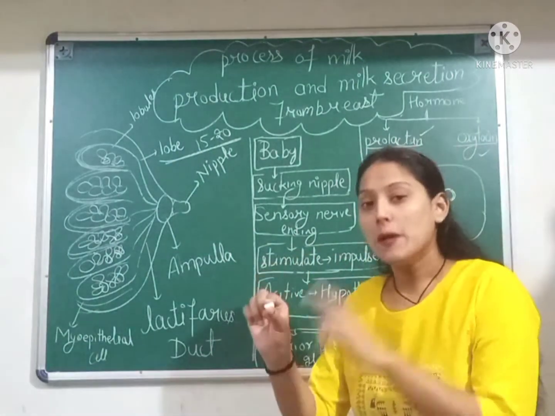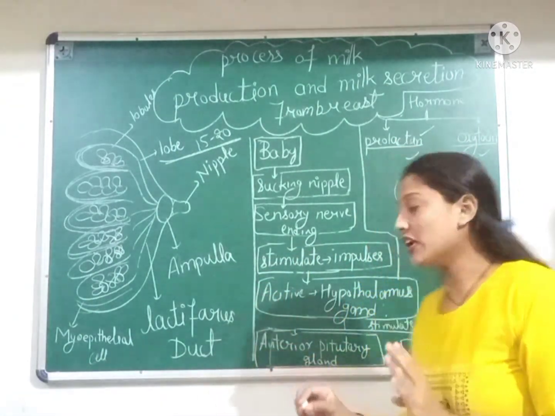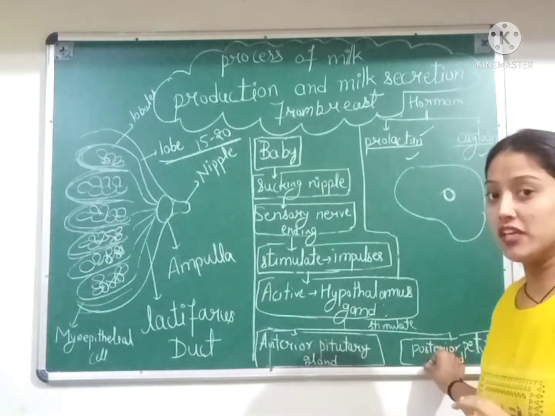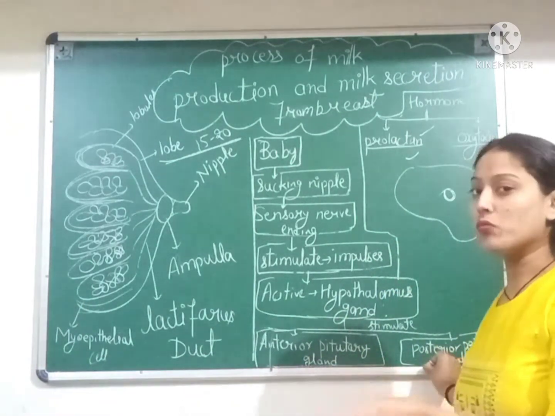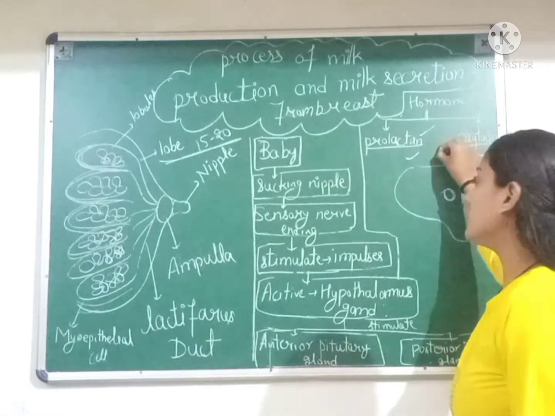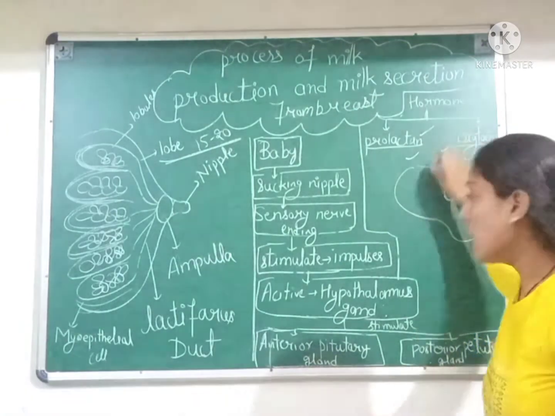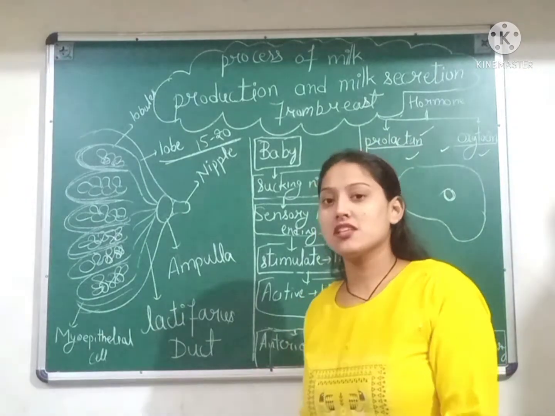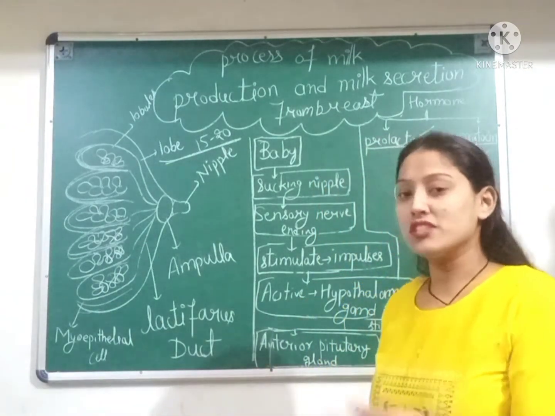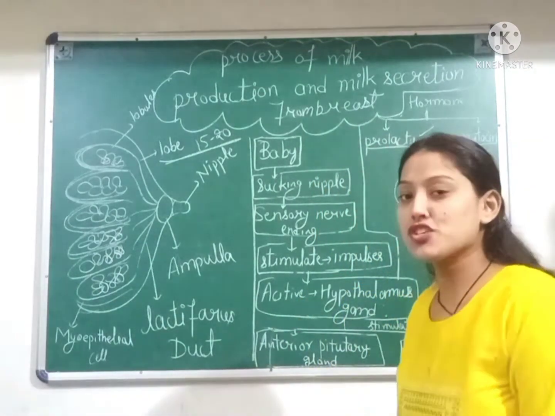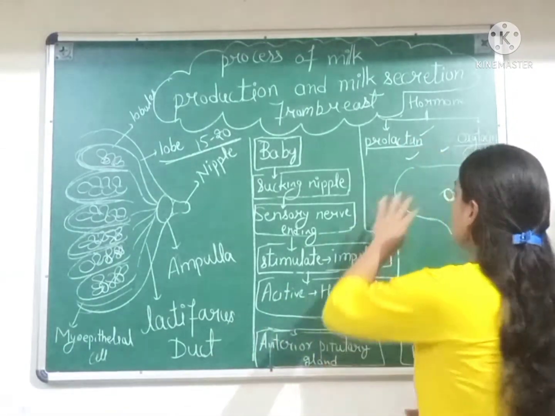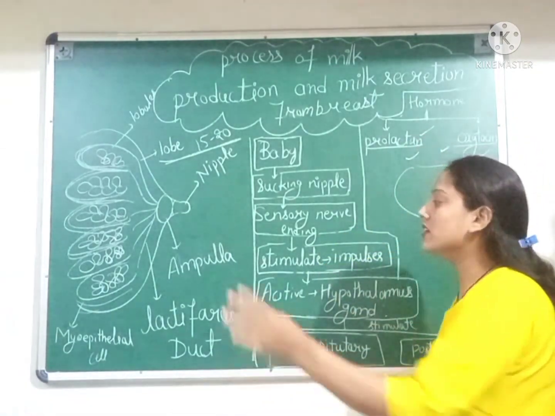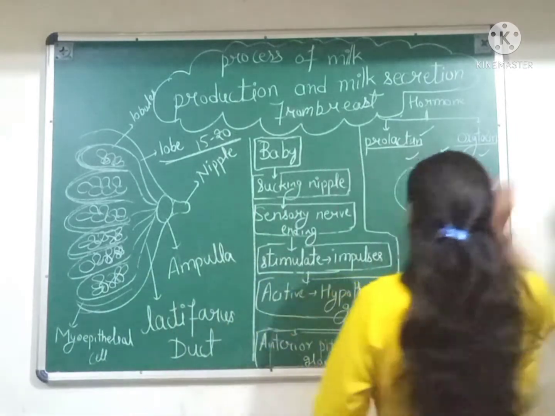The posterior pituitary gland is the back side of the pituitary gland. It releases a hormone called oxytocin. What is the work of oxytocin? Oxytocin is responsible for the secretion of milk from the gland. How does this work? Just understand the work of oxytocin.